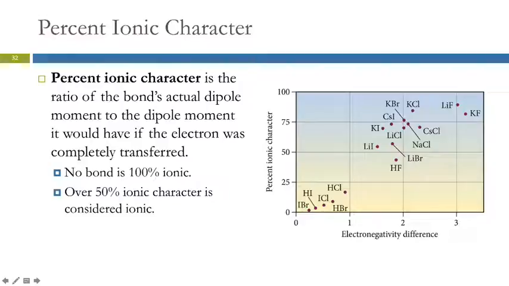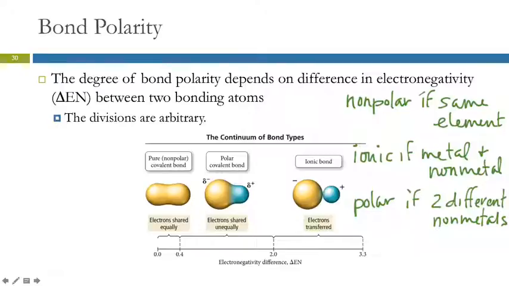For our purposes, we just want to be able to identify, is it ionic, is it polar covalent, or is it nonpolar covalent? And the guidelines I gave you over here will work for that. Nonpolar if it's the same element, ionic if it's a metal and a nonmetal. Your best guess is polar if it's two different nonmetals. That will be wrong occasionally, but not enough to make much of a difference.